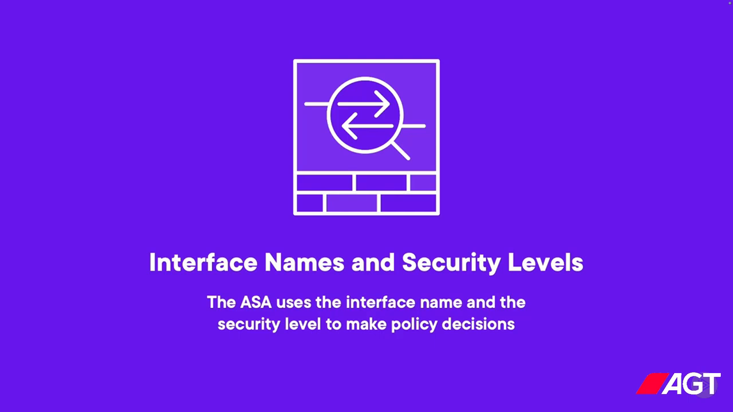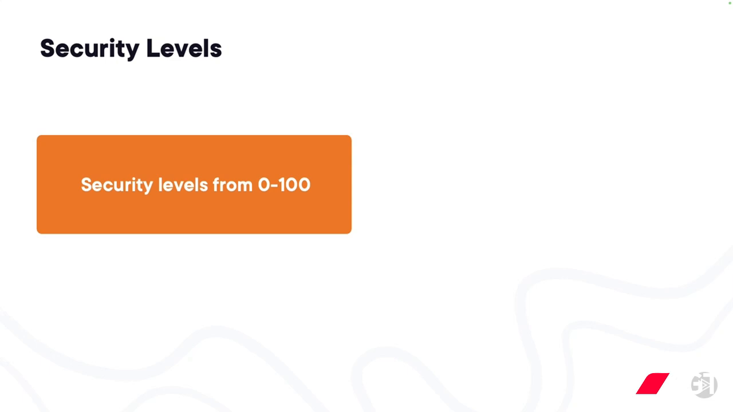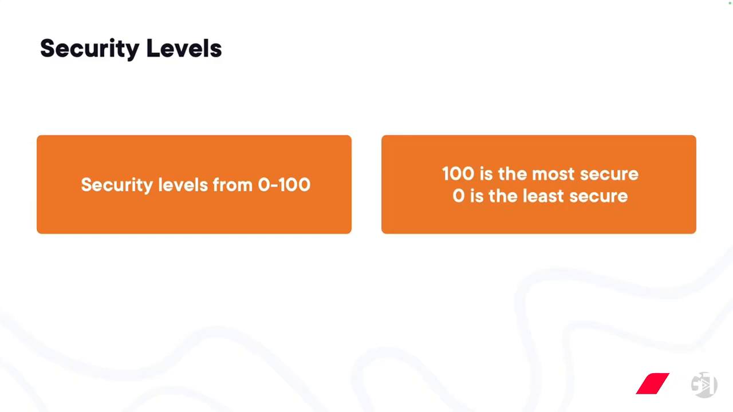Something that is different about the ASA compared to IOS devices is that you need to name each interface. So for example, if Gigabit Ethernet 0/0 is connected to the internet, you might name that interface outside. And the firewall uses the interface name as well as the security level assigned to the interface to make policy decisions. Speaking of security levels, these are used to tell the ASA how to secure the devices that sit off of each interface. Security levels can be anything between 0 and 100 inclusive, and the higher the security level, the more secure the ASA considers devices that hang off that interface.